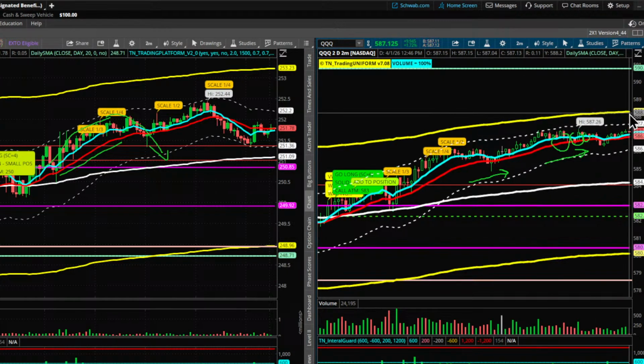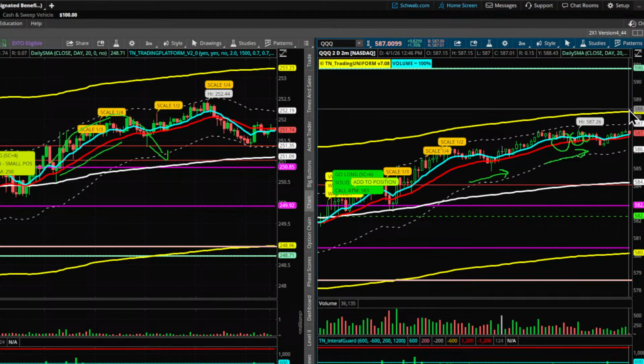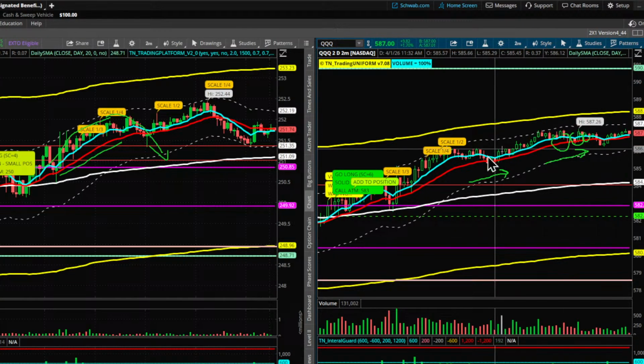Maybe this thing will run up and test the VWAP upper stretch level, which is at 588 and a half. Right now it's around 587.